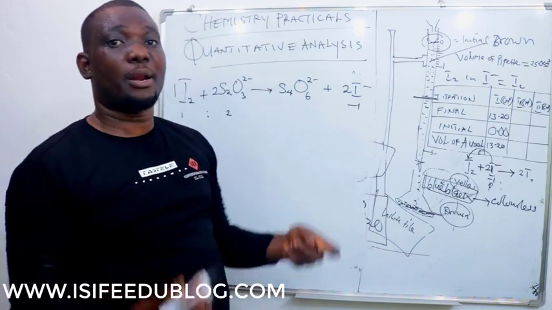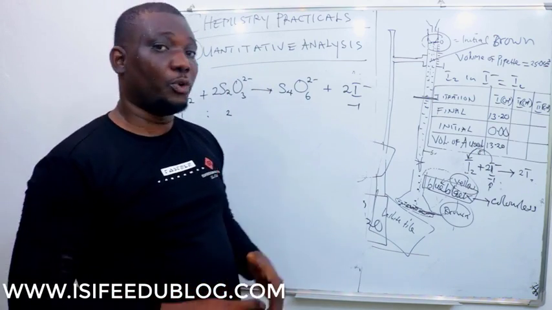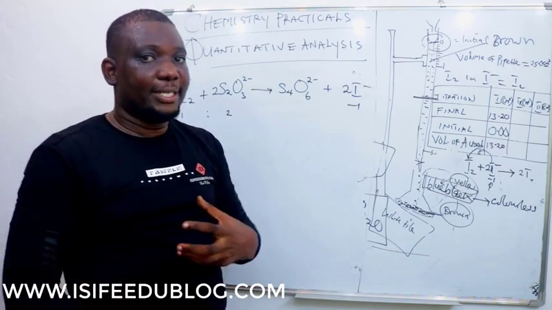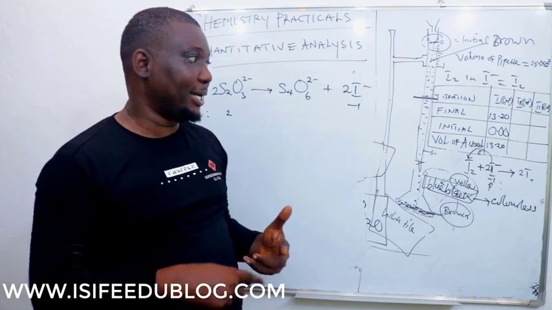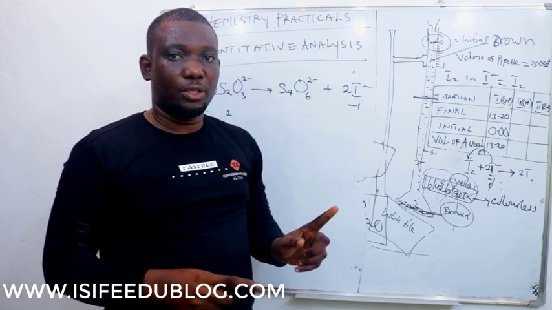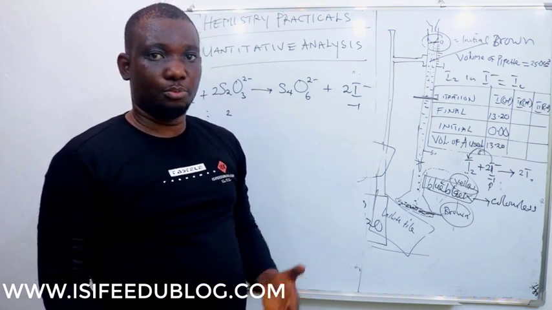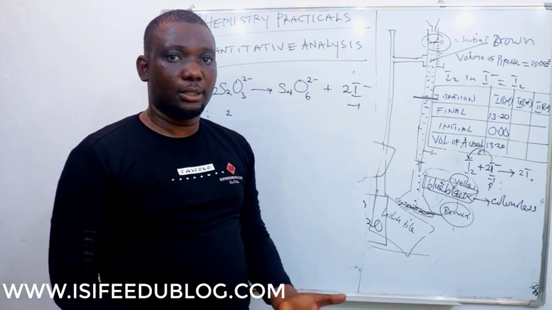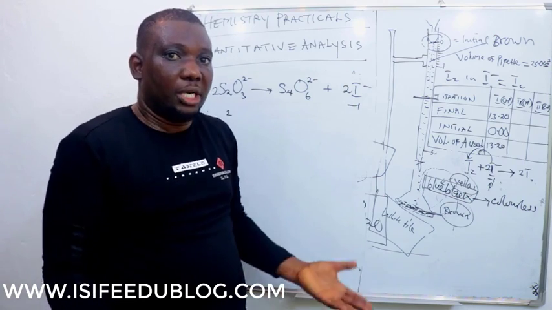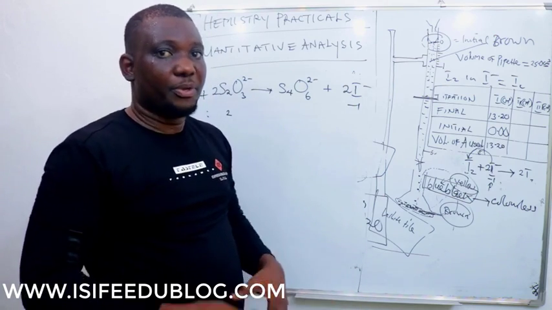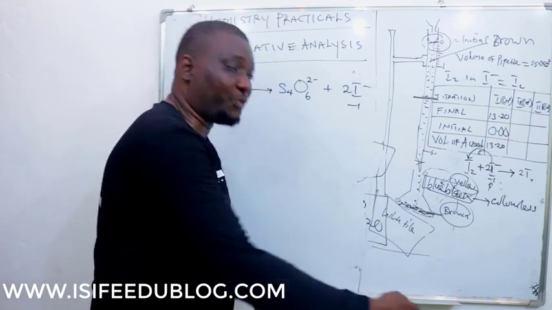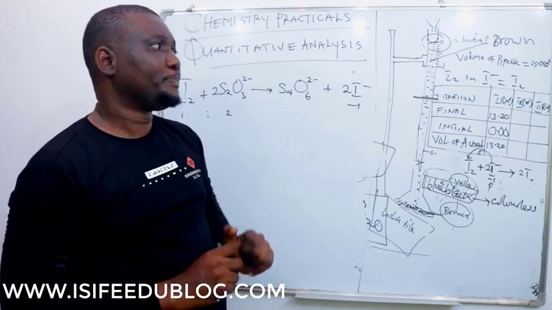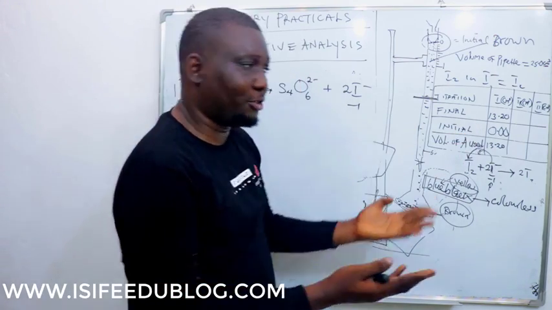Any experimenter must first of all do some kind of rough titration so that the experimenter will have an idea. So all candidates are expected to run a trial titration before the main experiment. You can do it without even recording it, and then discard it and do a fresh titration. That will give you an idea of the range of the endpoints. So let me assume that this is going to be my rough titration as the first titration.